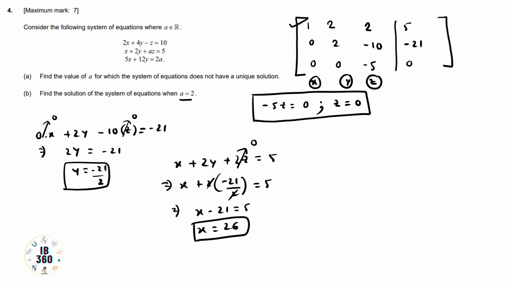So the solution is X will be 26, Y will be minus 21 by 2 and Z will be 0. So this is the answer. Find the solution of the system of equations when A equals to 2: the solution will be X equals to 26, Y equals to minus 21 by 2, Z equals to 0. You can also reduce this into decimal format, but that is not necessary. So in this way this problem is also done.